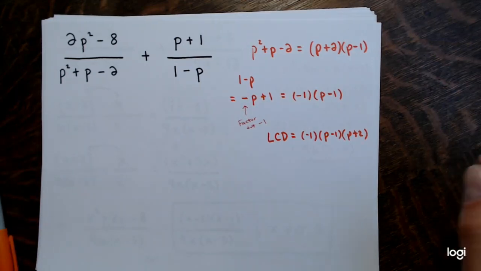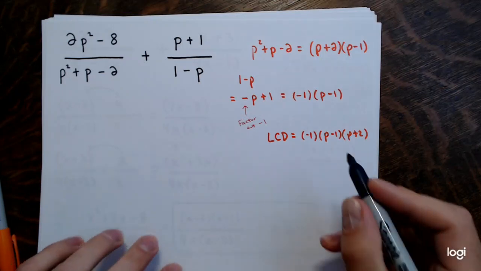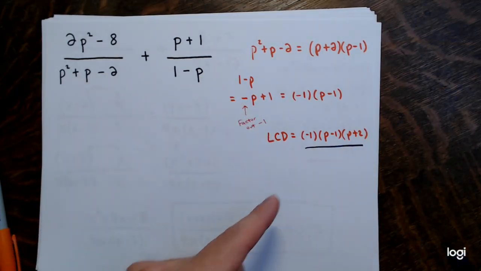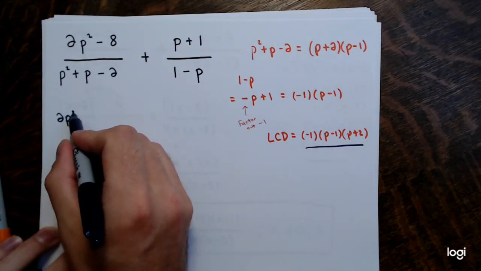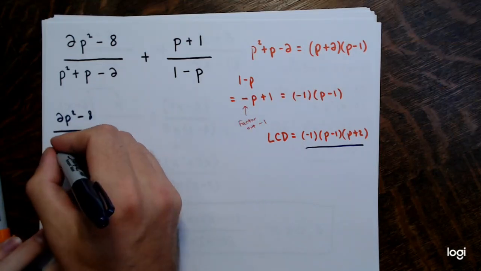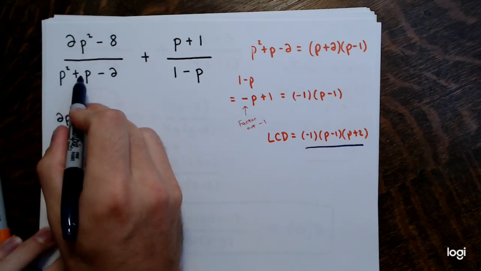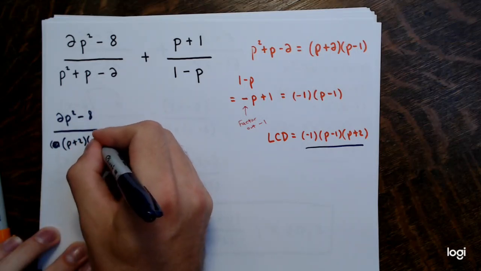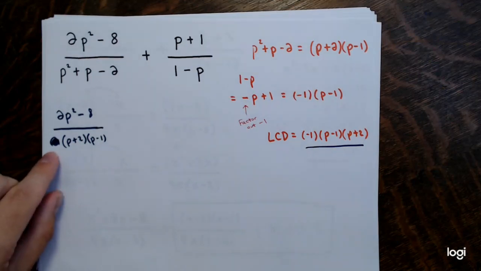Okay. So just as before, just as all the other examples, now that I've found the LCD, I'm going to try to get these two fractions to be equivalent fractions with this denominator. So the first fraction, I've got 2p squared minus 8. I'm going to write all my denominators in factored form. So negative 1, the p squared plus p minus 2, that's p plus 2 times p minus 1. Okay. So there's nothing where that little black mark is.